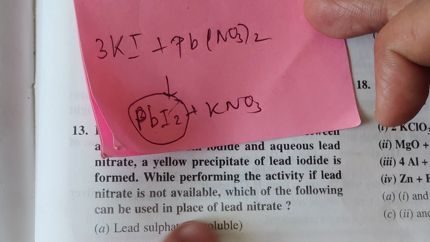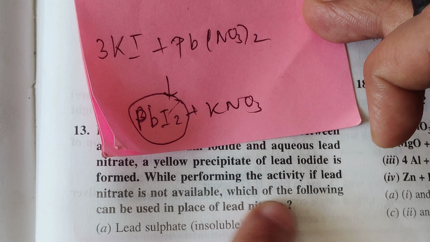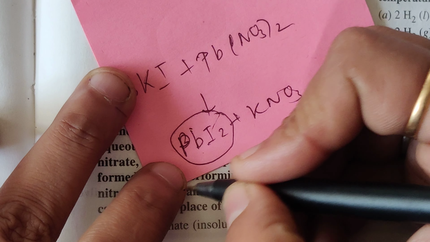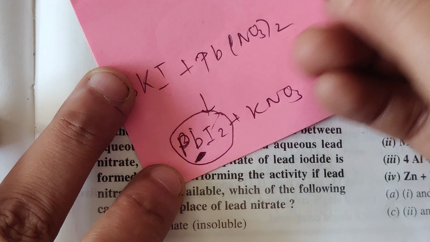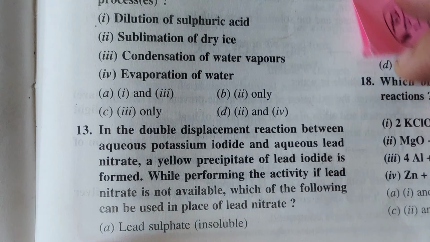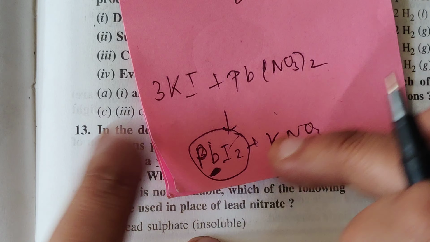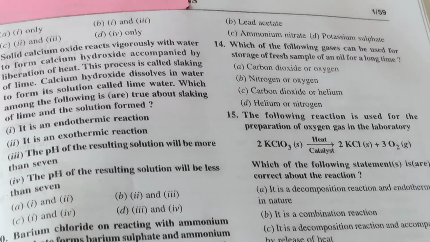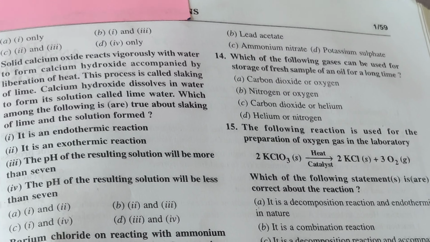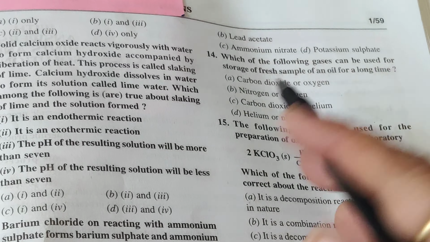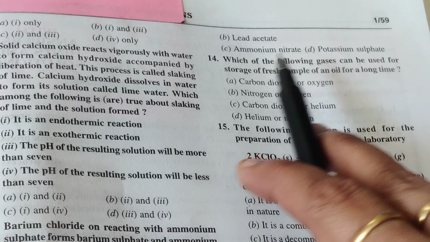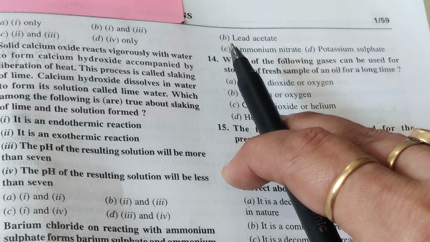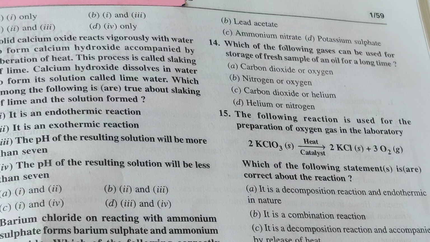So while performing the activity, if lead nitrate is not available, which of the following can be used in place of lead nitrate? Now here the yellow color is because of the presence of lead. So we can take any salt which contains lead in it. So lead sulfate, but since it is insoluble, the reaction will not take place. Then the next part is lead acetate. Yes, it can be possible. Ammonium nitrate or potassium sulfate will not give yellow color because yellow color is because of the presence of lead only. So here option B is the correct answer, that is lead acetate.